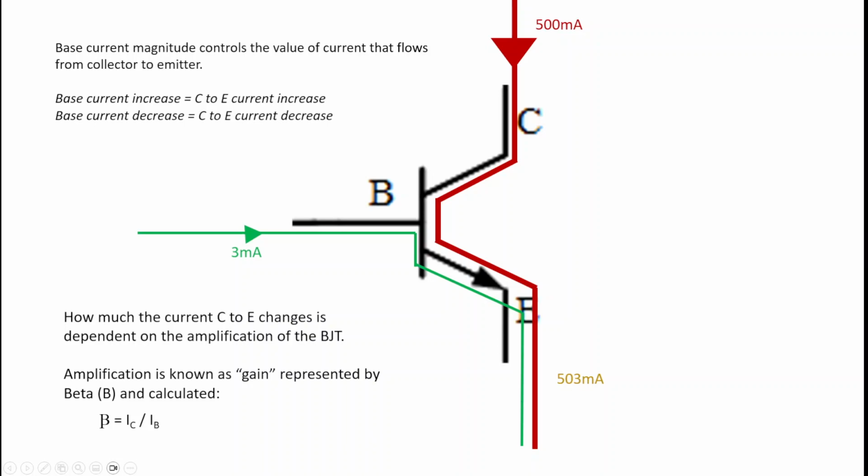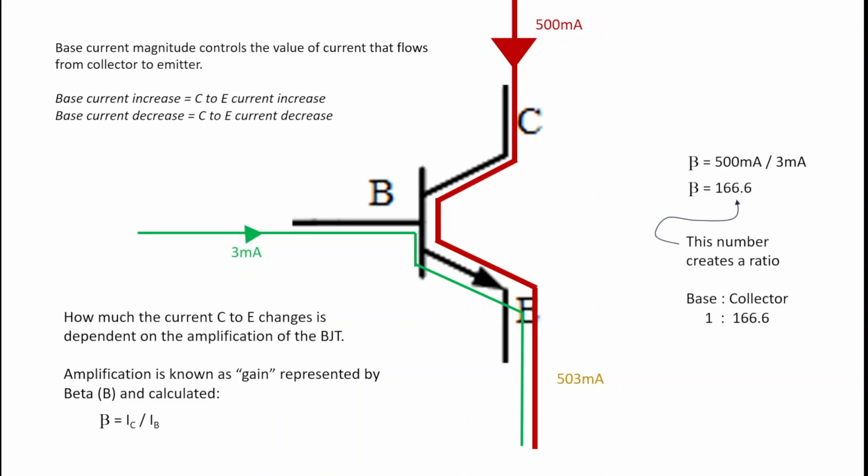Amplification is known as gain and represented by the word beta, and it's calculated by IC divided by IB, which gives us a numeric value, beta, representing the amplification of the transistor. Beta for this particular installation would be 500 milliamps divided by 3 milliamps, so an amplification of 166.6. This number can be used to create a ratio, which means if the base is increased by 1 milliamp, the collector will increase by 166.6 milliamps.